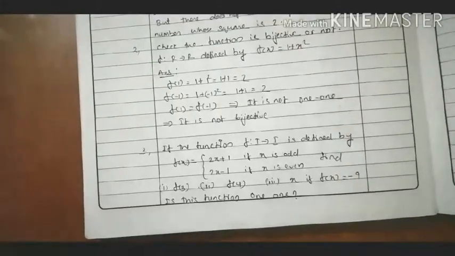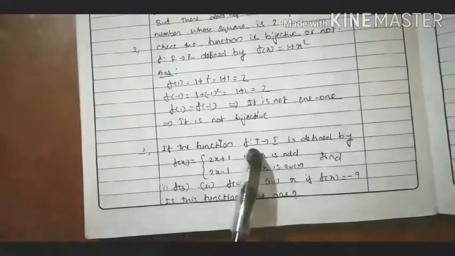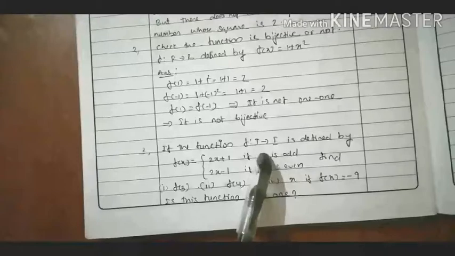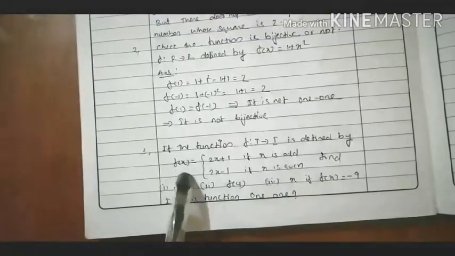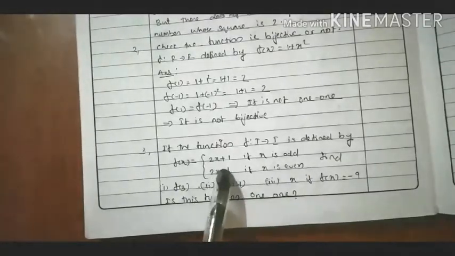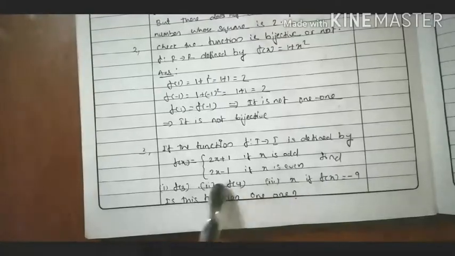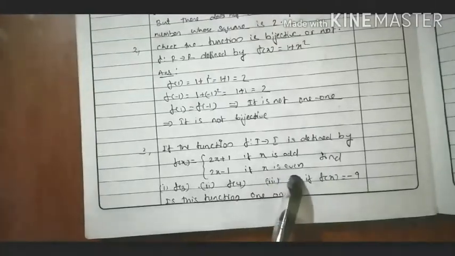And the next question is: if a function f from I to I, that is integers to integers, is defined by f of x is equal to 2x plus 1 if x is odd, 2x minus 1 if x is even.